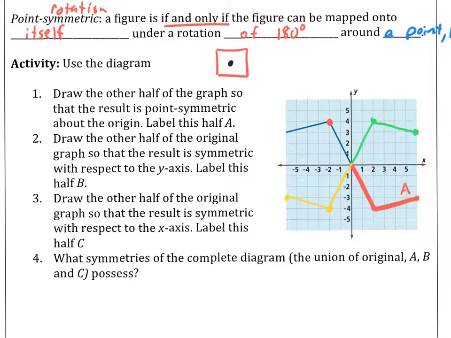So now we're in a position to answer the last question. What symmetries of the complete diagram, that is the union of the origin, so this whole Spider-Man looking thing, does this possess? So what are all the symmetries? Well, let's see here. Notice it can reflect this way because this point reflects there, this reflects there, this reflects there, and this reflects there. Good. So we have reflection over the x-axis. What else does it have? It also reflects along the y-axis. As we can see here, this point reflects across, like so.